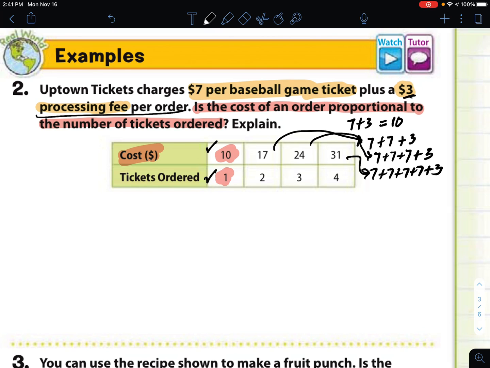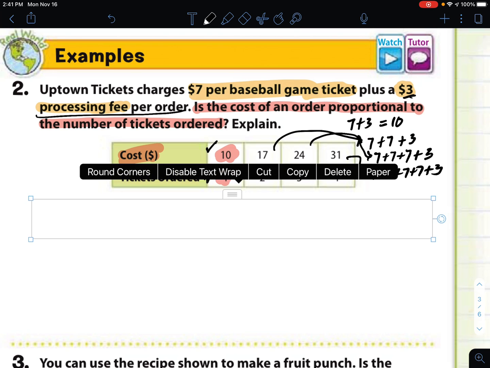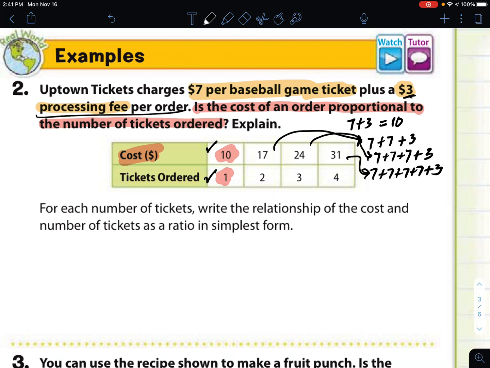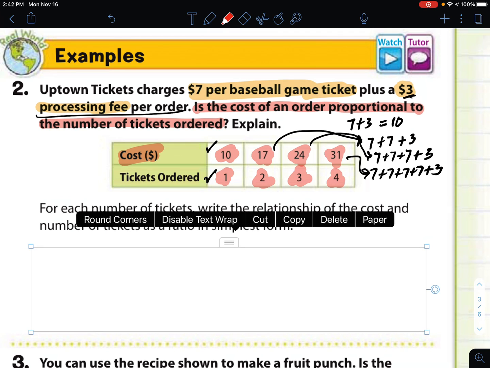So let's analyze the ratios and see if we have a constant ratio or not. For each number of tickets, write the relationship of the cost and number of tickets as the ratio in simplest form. So basically what we need to do is get all of these, write them as a ratio, and put them in simplest form. If we do that, this is what we're going to come out with.